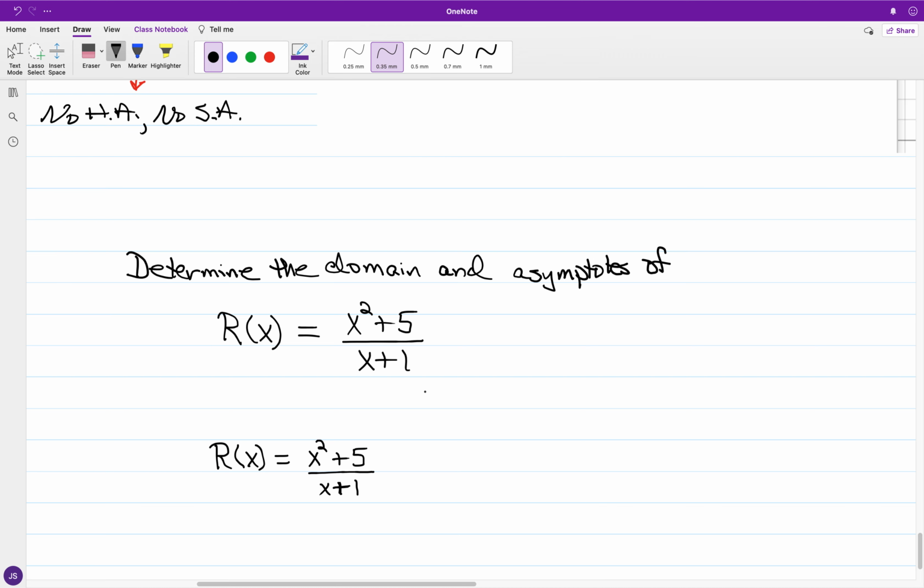Okay, if you're still working on the asymptotes, that's fine. But for what we have for r of x is equal to x squared plus 5 all over x plus 1, okay, so we want to have, again, for the domain, we cannot have a 0 denominator. So you have x plus 1 cannot be 0. So we want to have x cannot be negative 1.